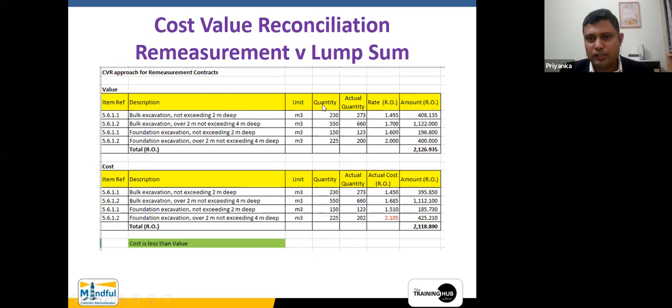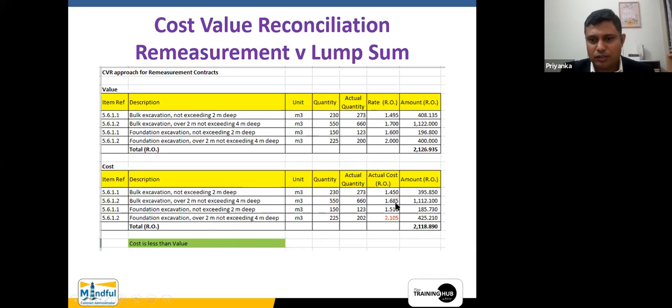Now when you are executing the work, suppose that you completed this particular part of the work, right? Now the actual quantity has changed because this is a remeasurement contract, right? The rate which is stipulated in the contract is of no significance to you when you are assessing the cost. It's not the value, okay?